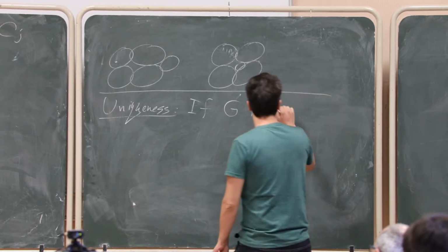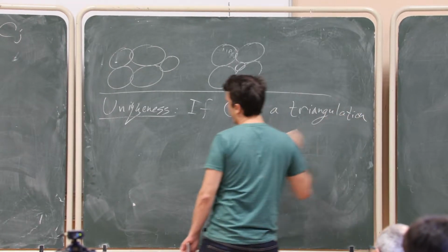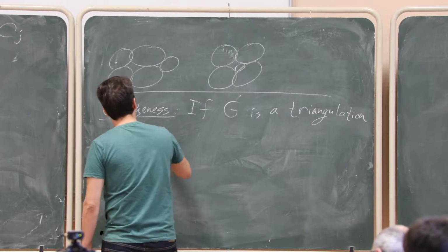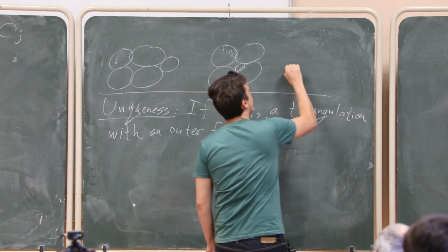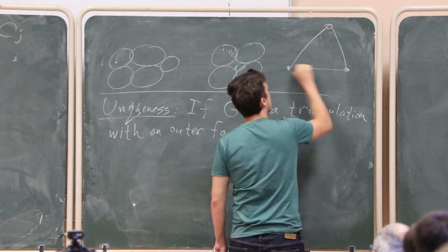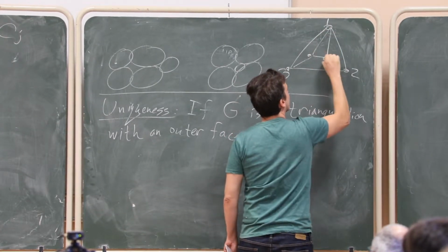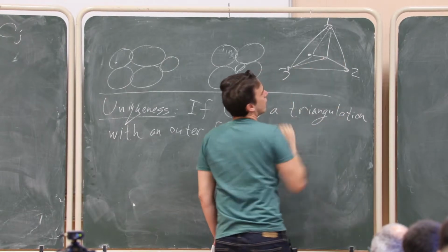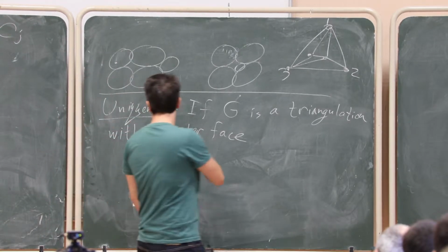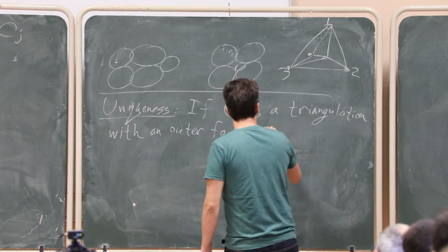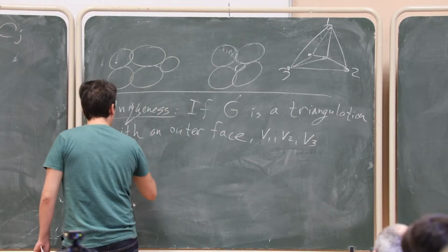If G is a triangulation with an outer face, so we think about the graph as having 3 vertices that are outside, 1, 2, 3, and everything is drawn inside, and it's a triangulation. Something like this. So if this is the graph that you're starting with, with an outer face v1, v2, v3, then the drawing is unique.